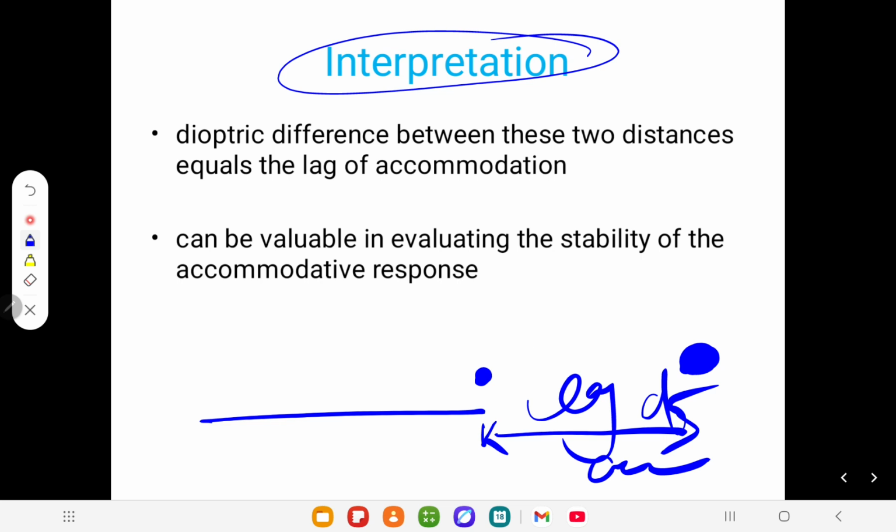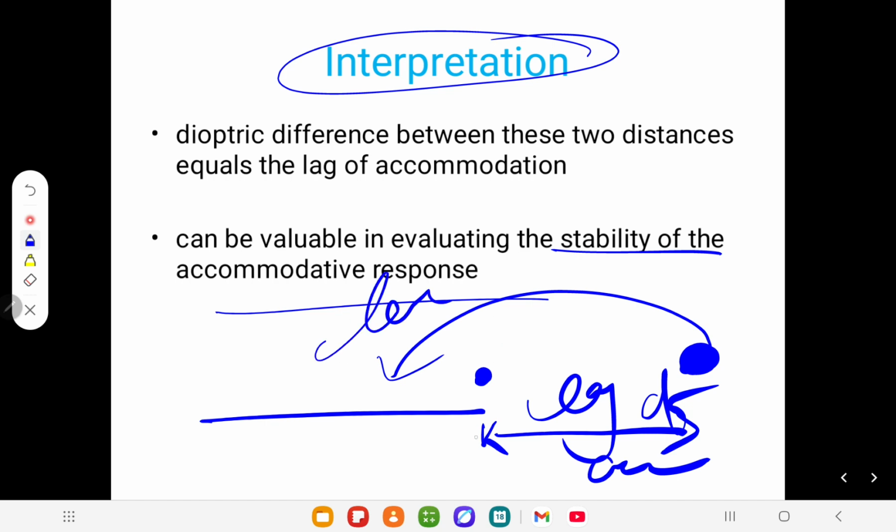It can be valuable for evaluating the stability of the accommodative response. If I am not neutralizing from here but from here, in front, then it's definitely lead, because the gap is here now. This is lead. So that's the basic principle. If I neutralize behind, it's lag. If I neutralize moving forward, then it's lead. It's always as simple as that. Okay, just remember that.